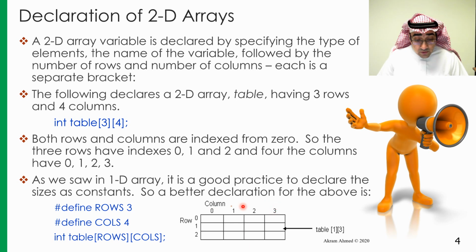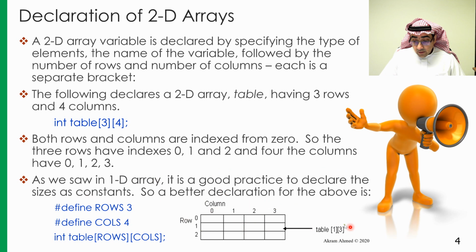Okay, so as we saw in the 1D array, it's a good practice to declare the size as a constant. So you can say #define ROWS 3 and #define COLUMNS 4, and then you can define int table[ROWS][COLUMNS]. Now ROWS will take the value of 3 and COLUMNS will take the value of 4, so you will have exactly this one in your memory. So this is actually a representation in the memory. There is nothing called a table, it's all sequential.